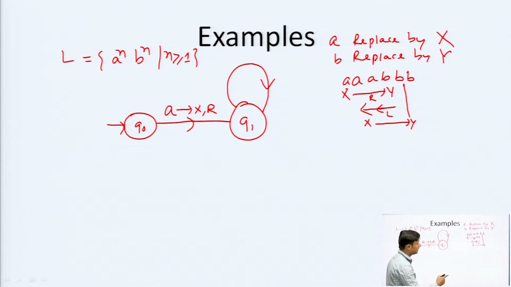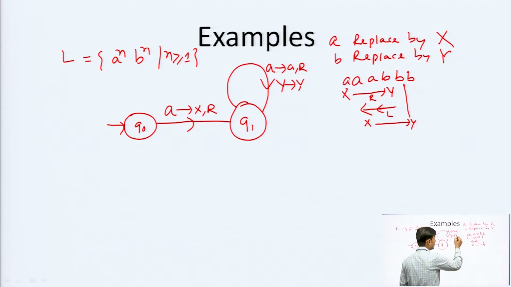So, in the middle, when you replace one A, in between you will find A to A R, then Y to Y R. Why Y to Y R? Because after replacing one B, when you go to the next B, you will find Y in between X and B. So, here you check it, now this is completed.